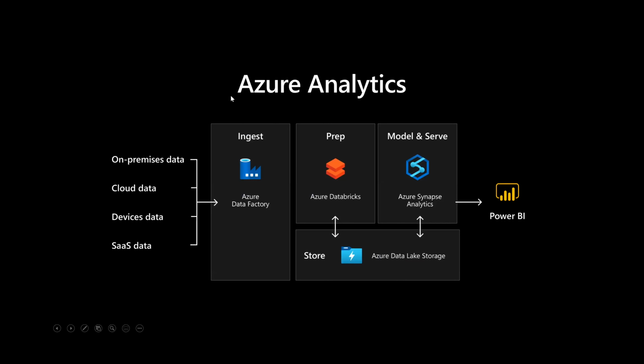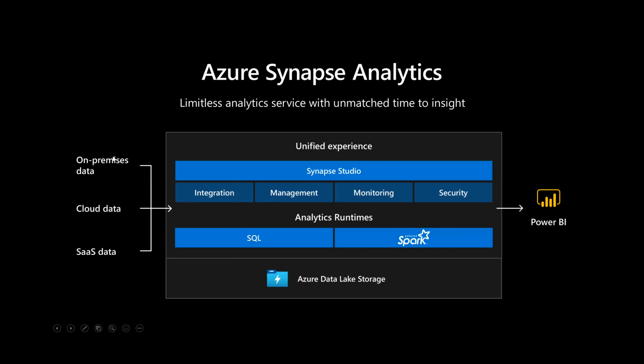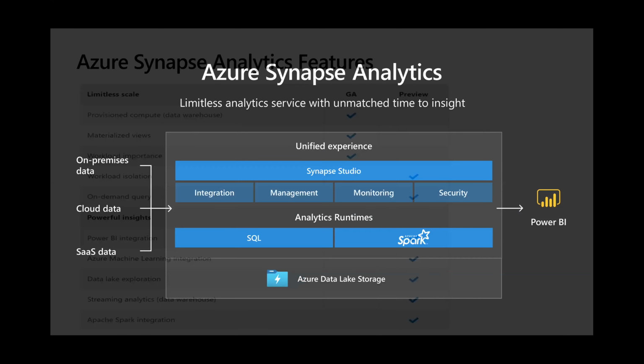So what do you have today? Today you have the Synapse SQL Data Warehouse, which has been renamed. You have Azure Data Factory available to ingest data coming from anywhere: any cloud data, device data, SaaS data, on-premise data. You have the data lake storage. You have Azure Databricks available to do your prep or analytics needs. You have Azure Synapse Analytics to do your modeling and serving to Power BI. This is what it looks like. All your services and runtimes fully available, and it is one integrated environment, limitless analytics with unmatched time to insight. So you have the Spark platform, the big data platform, and your SQL Data Warehouse platform brought together.